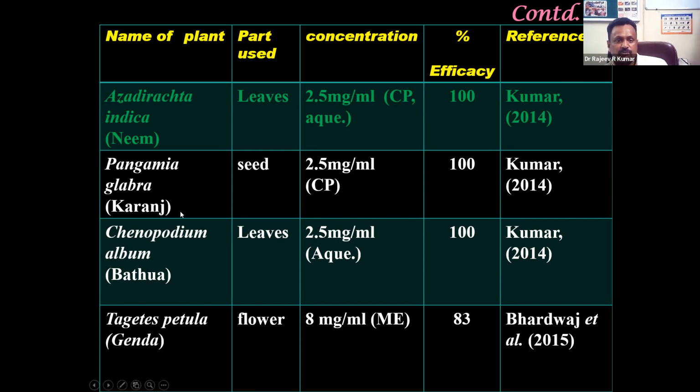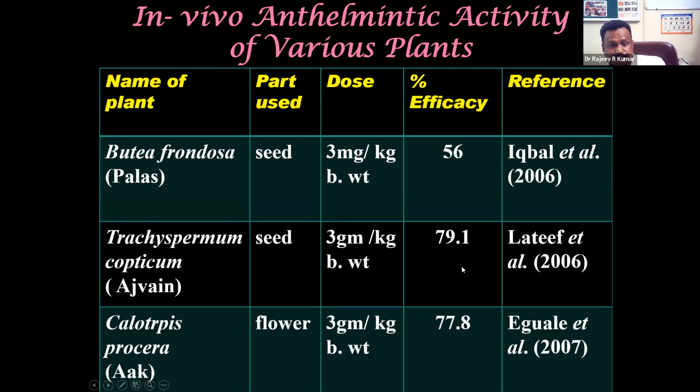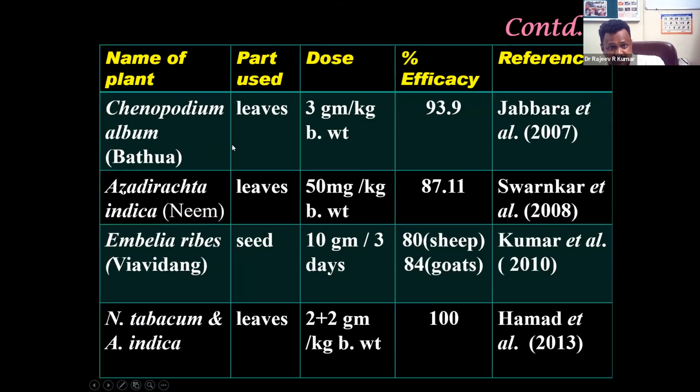Next is Chenopodium album, Bathua. It is also a rich source of vitamins and proteins. It also showed 100% efficacy against gastrointestinal nematodes like Haemonchus contortus. Besides this, Butea frondosa 56%, Trachyspermum 79%. Then you can see Chenopodium album, Bathua, 3 gram per kg body weight directly.